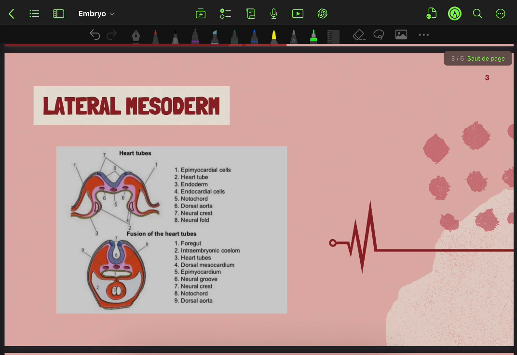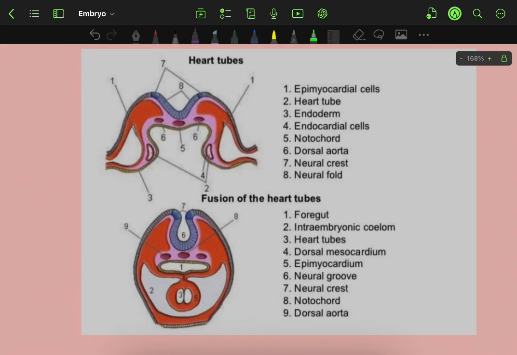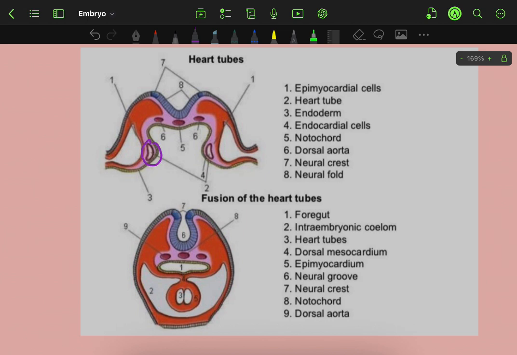So we took in FND that from the epiblast we will be getting 3 layers: the ectoderm, the mesoderm, and the endoderm. So today we will be focusing on the lateral mesoderm. As you can see here in the photo, we have 2 heart tubes on the lateral mesoderm, and these 3 layers will start to fold to form finally a cylinder or a tube. So these heart tubes will join, and together will form one heart tube called the endocardial heart tube.